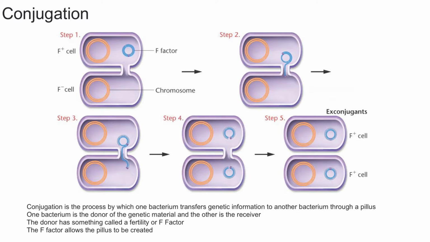I want to briefly mention that conjugation is only one of many ways bacteria can transfer genetic information. We also have transduction, which is essentially the transfer of viral DNA into bacteria. And then we also have a process called transformation, which is essentially when the bacteria takes up naked DNA in its surroundings. I'll make more videos on that in the future. But for now, let's just stick with conjugation.